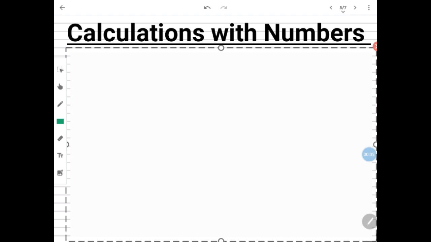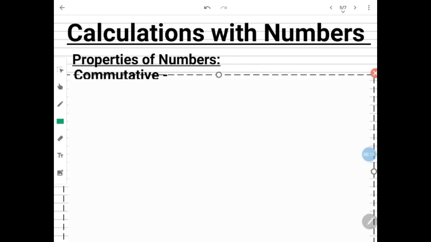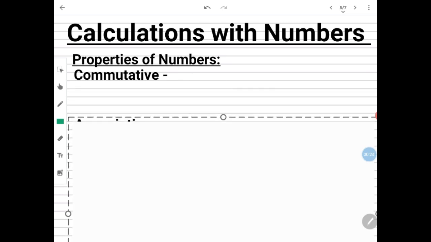Right, that is addition, subtraction, multiplication and division. Right, let's first look at properties of numbers. Alright, now the first property, there's three. The first one is the commutative property.